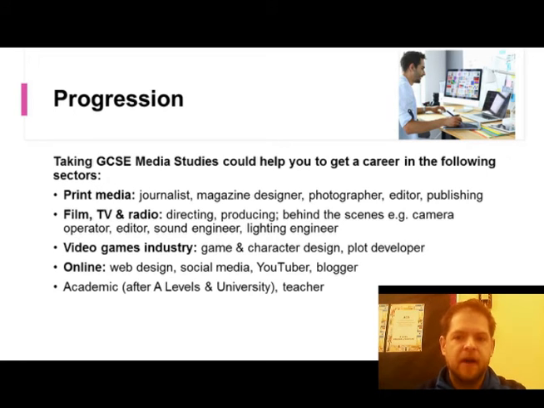In terms of progression, GCSE Media Studies can help you to get a career within the media. So we could be talking about print media, such as magazines, newspapers. So it could help you alongside something like English language to become a journalist. It could help you to become a photographer or to get involved in the publishing industry. It can also help you when it comes to moving image media, such as film, TV, and radio, although radio's not obviously image. So it can lead to things such as directing and producing, writing, or work behind the scenes.